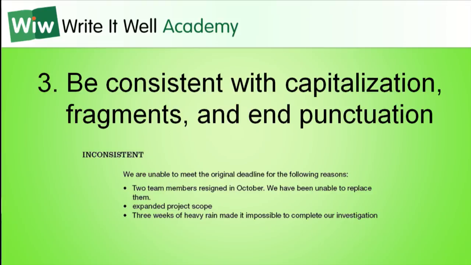If one of your items, in this case the first one, includes punctuation, this one does because it has more than one complete sentence, all of your bulleted items must include end punctuation. Okay, so you must punctuate all your bullet points if one of them has end punctuation. But the inverse is also true. They can all be fragments.